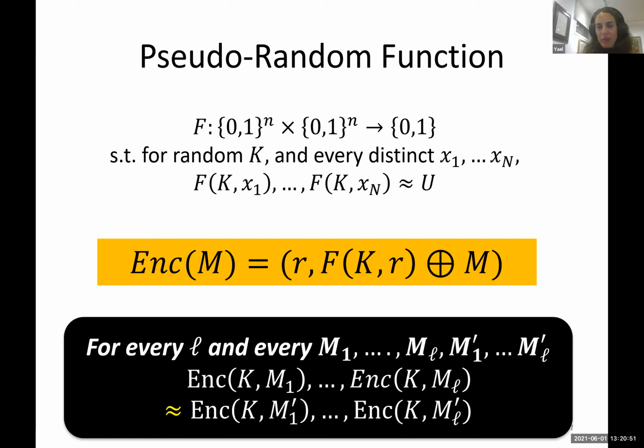Okay, so let's pause here for a second. I want to ask a few questions. Question number 1, why do we use randomness? Why am I choosing R at random? Why not take, I don't know, a fixed 0, or 1, or something else?